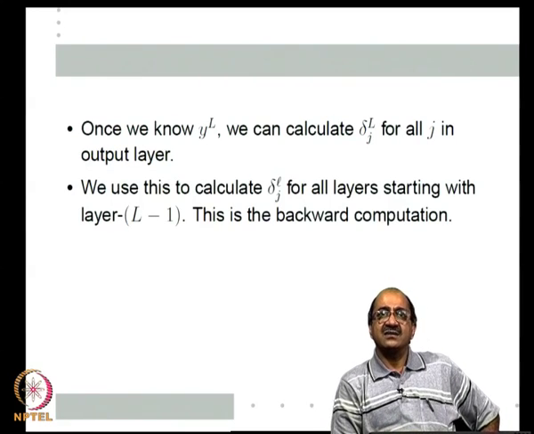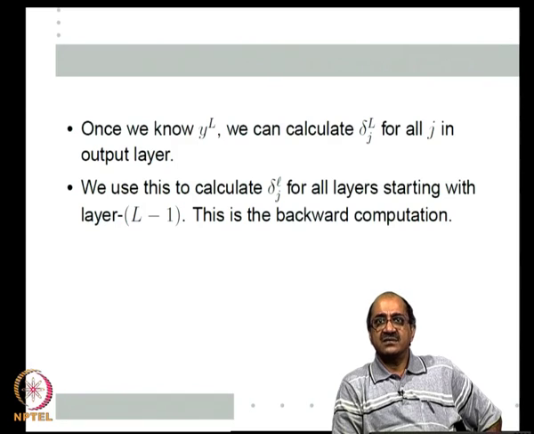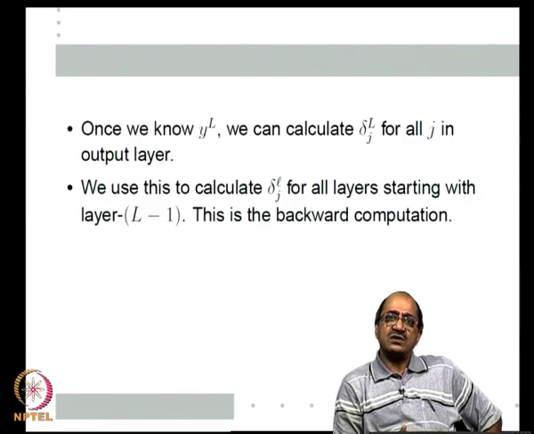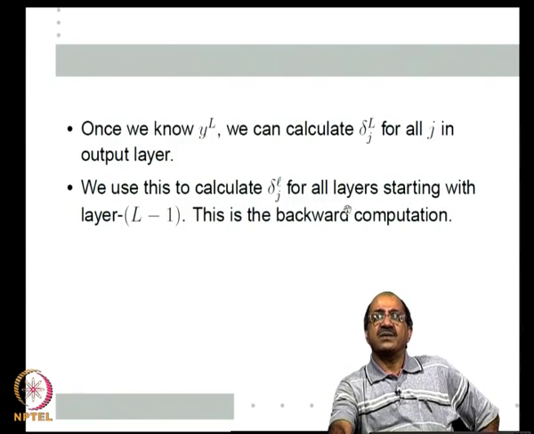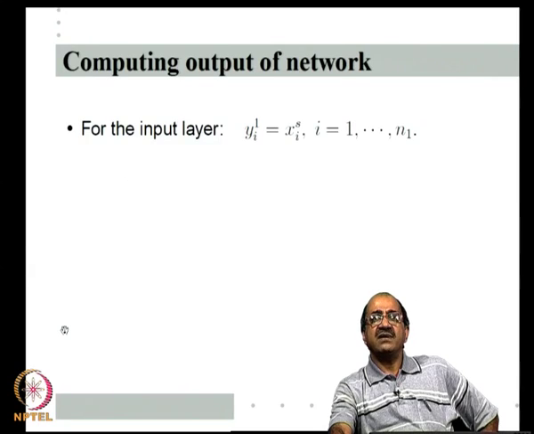Once we calculate that, we can calculate for layer L minus 1 by back propagation. This is the backward computation. Starting with layer L minus 1, I can keep back propagating errors and keep calculating errors at each of the nodes backwards. I will first calculate errors at layer L, then at layer L minus 1, then at L minus 2 and so on. At the end of the backward computation, all the errors delta_j^l are known. Now, we can compute all the partial derivatives and update the weights.